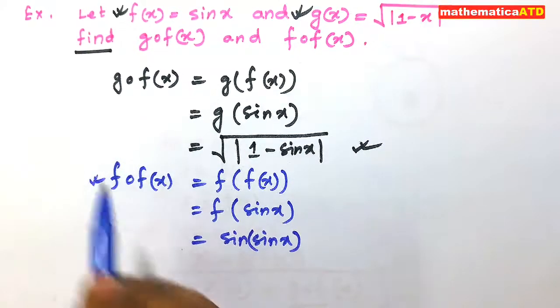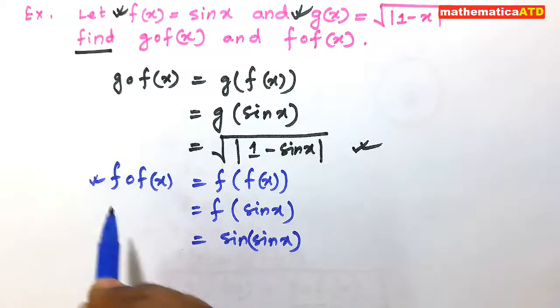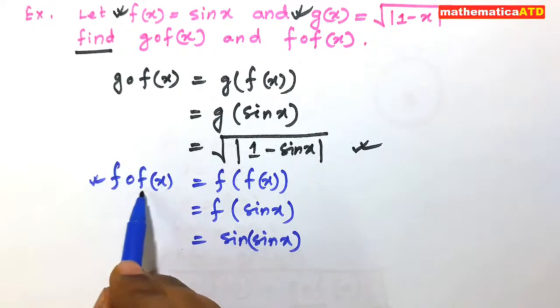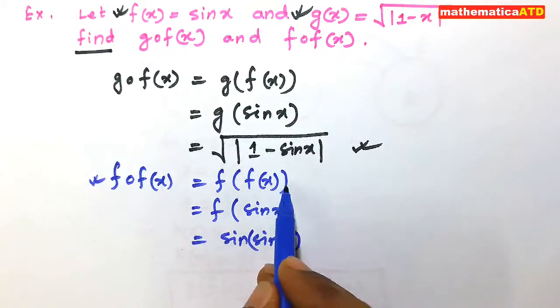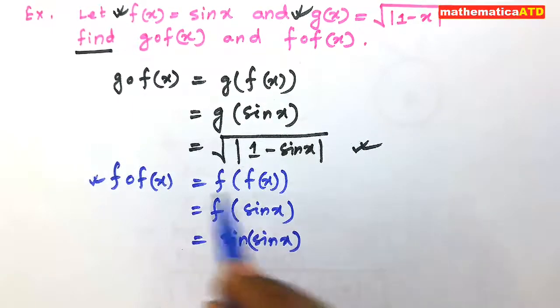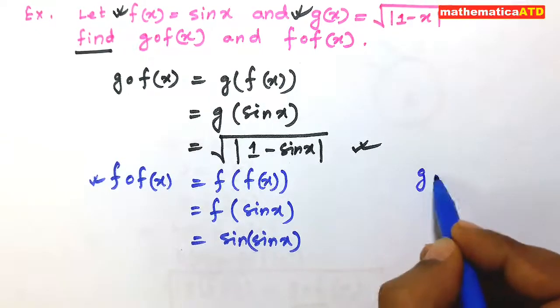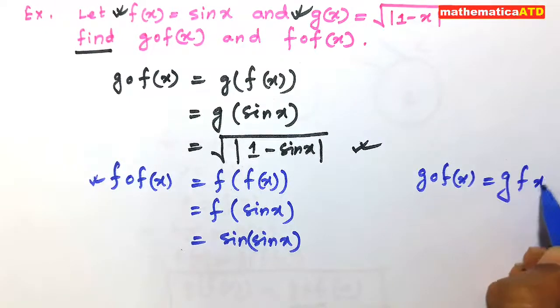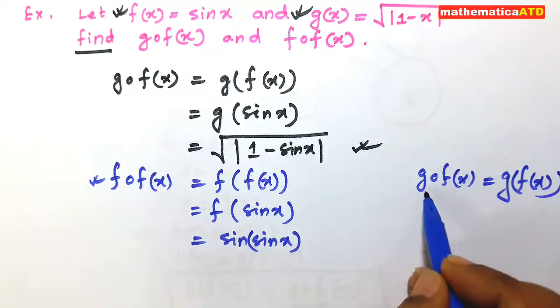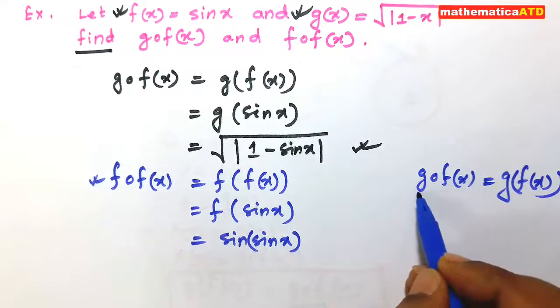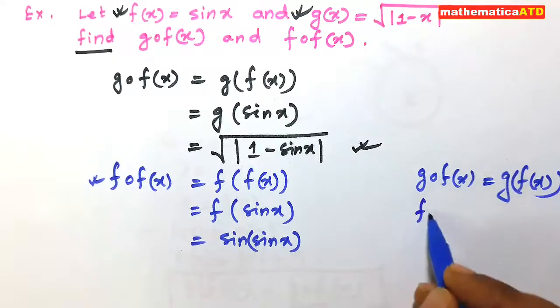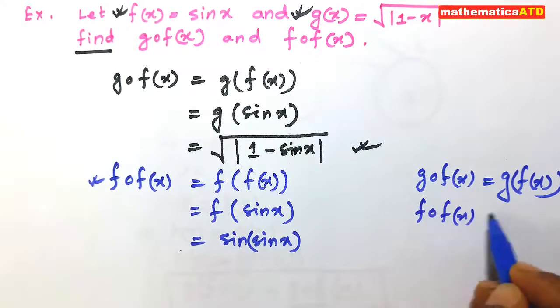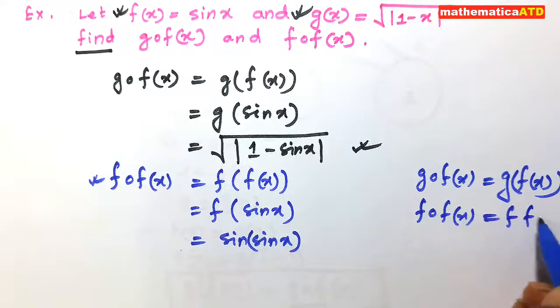Again I repeat this one. It may be a troublesome condition. f composed f of x is equal to f of f of x. This is the composite function rule. You know this one, na? g composed f of x is equal to g of f of x. So if the two functions are f and f, it will be f composed f of x, and it will be f of f of x.